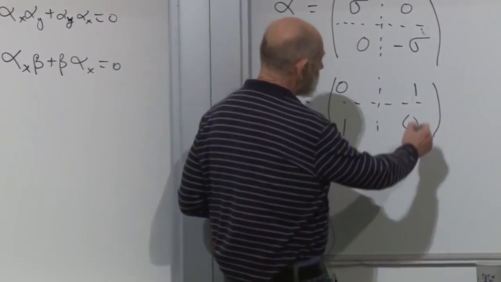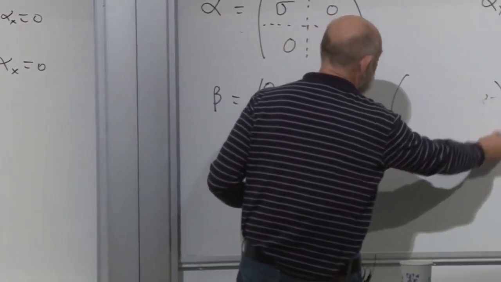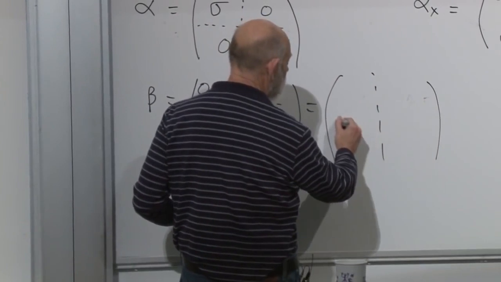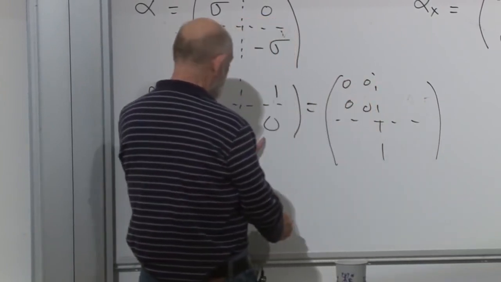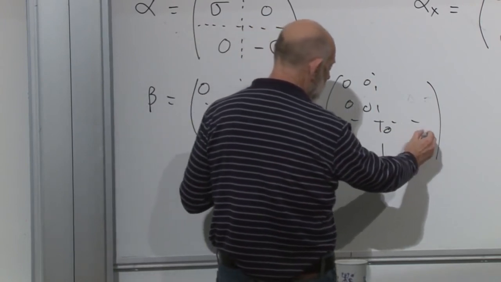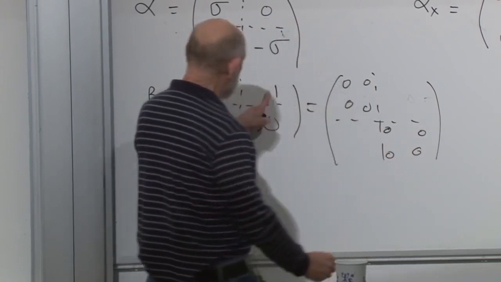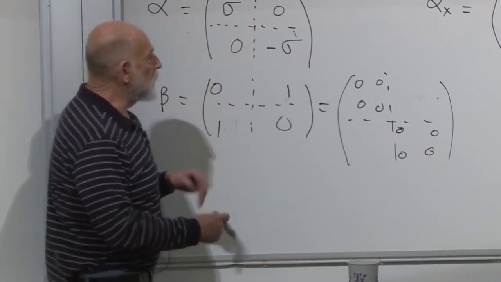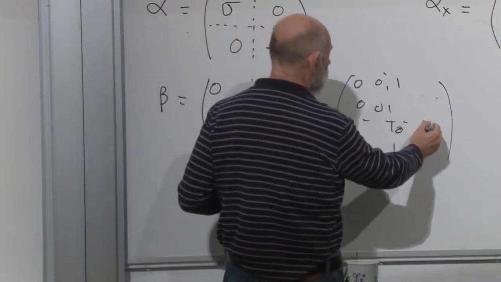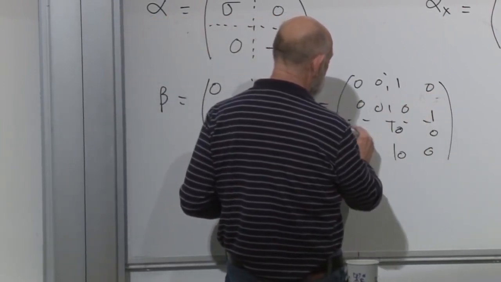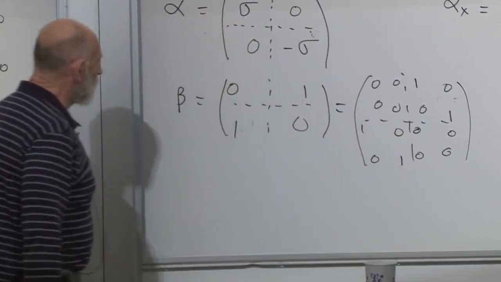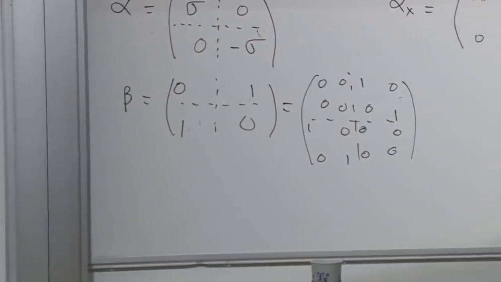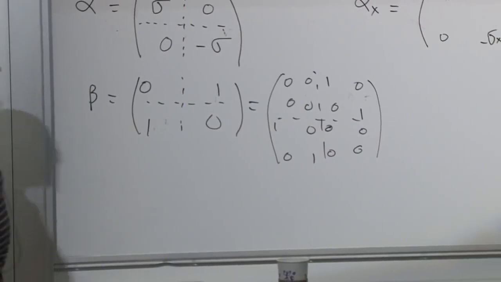So what does this mean? This means in the upper left-hand block here, you put 0, 0, 0, 0, 0. Likewise down here. And what does 1 over here mean? It means the unit matrix, 1, 1, 0, 0, 1, 1, 0, 0. That's beta.